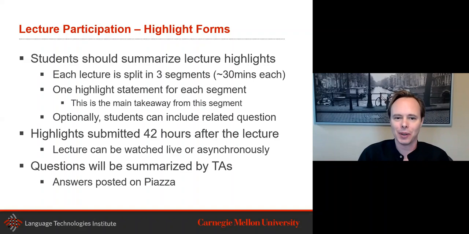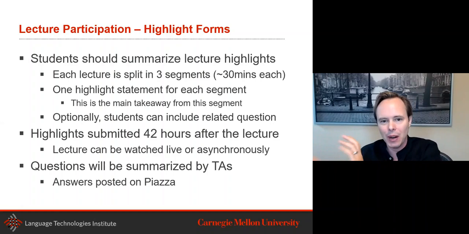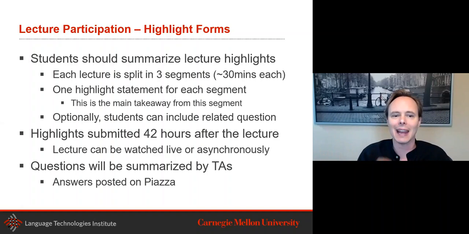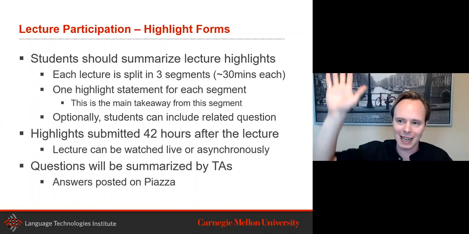The idea is for every 30 minutes, so the first 30 minutes, the next 30 minutes, and the last 20 minutes or so, because sometimes I go over. For each of these segments, what is the main take-home message? What is the one sentence take-home message? So it should not take so long. You should have maybe that Google form. It's most likely a Google form, really.